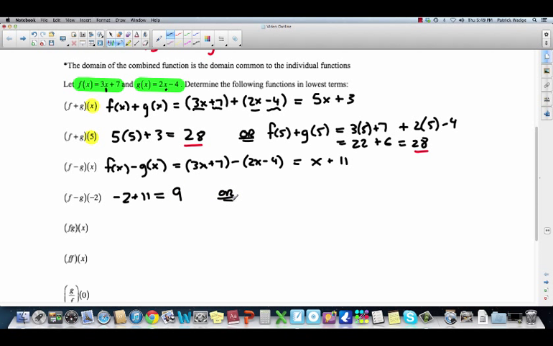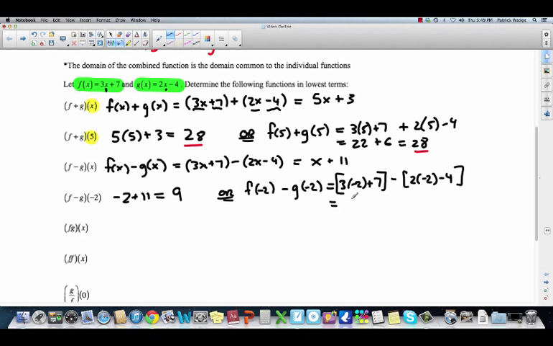Or the other way we could have done it is we could have figured out what's f of negative 2, take away g of negative 2. Alright, and then we plug in f of negative 2. We plug negative 2 into the x. So we get 3 times negative 2 plus 7, all that. Take away, now you can put negative 2 into the g. So right here, 2 times negative 2 minus 4.